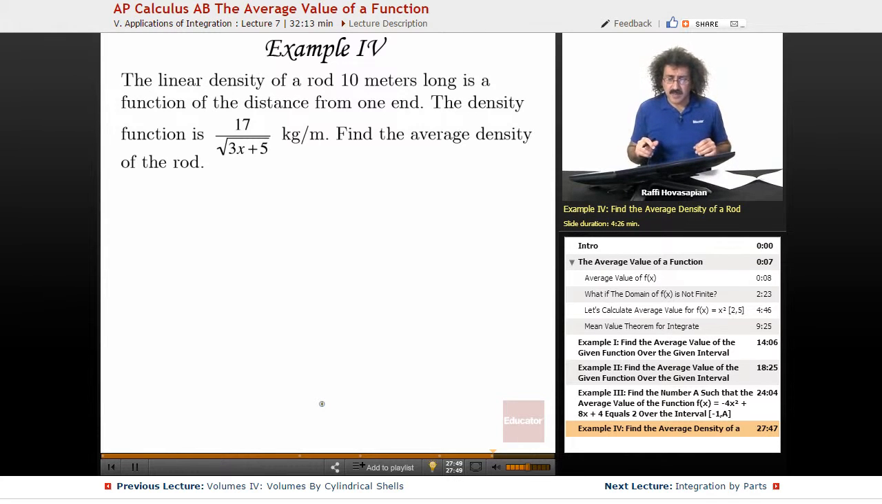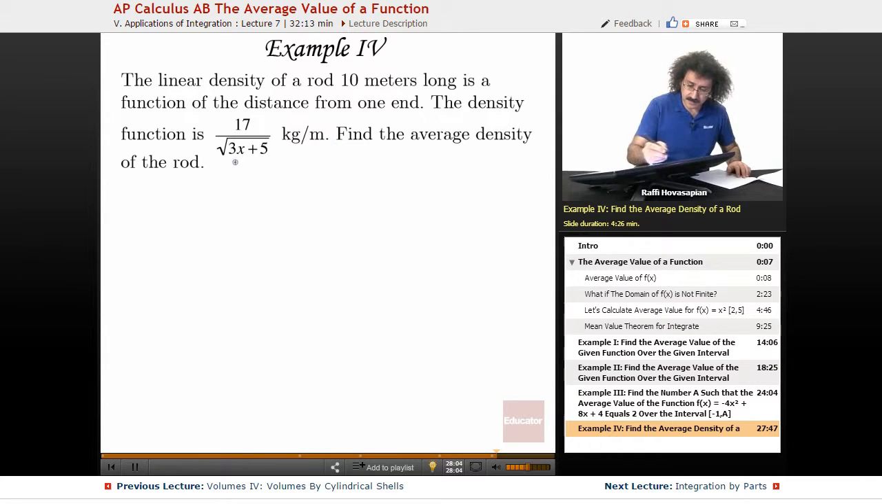The density of a rod 10 meters long is a function of the distance from one end. The density function is 17 over radical 3x plus 5 kilograms per meter. Find the average density of the rod.